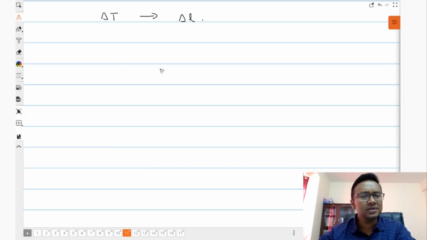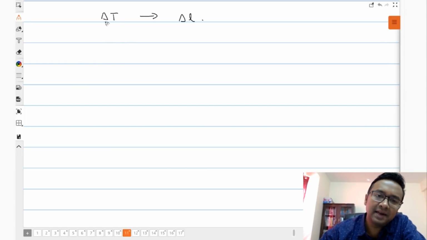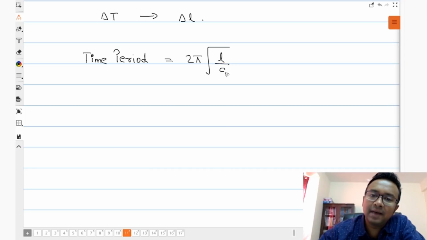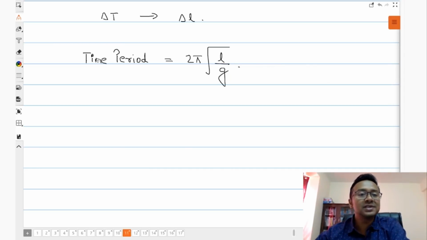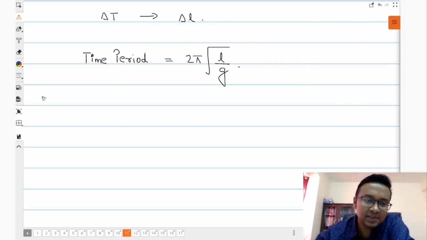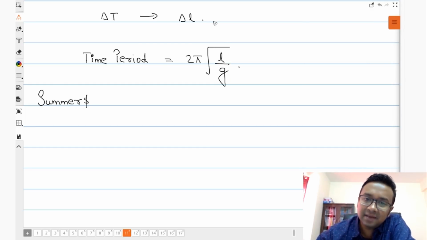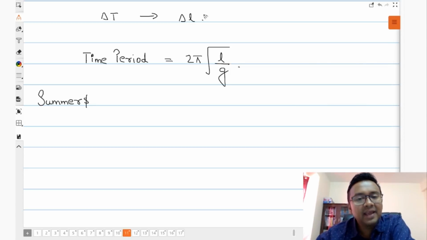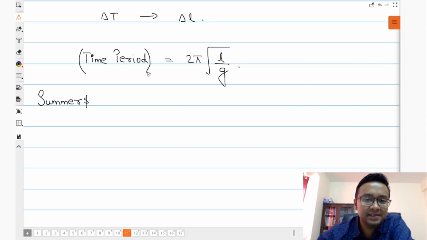Now, students, all of you are aware of this, the time period of a pendulum is given as 2 pi root of L by G. So this time period is proportional to the length. So what is going to happen in the summers? Understand this very carefully. In the summers, the length increases. If the length increases, the time period increases.